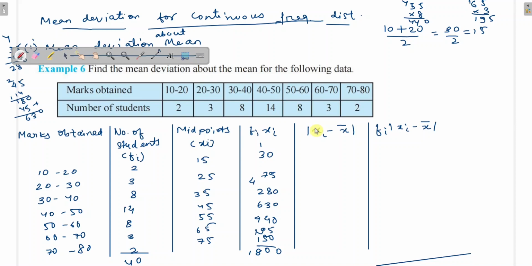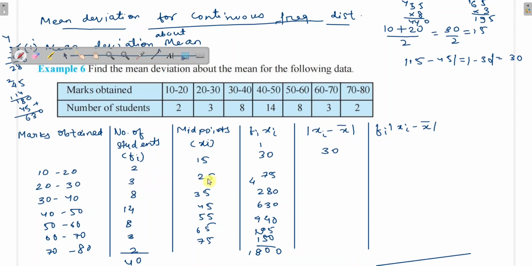So mean is 45, so modulus of xi minus x bar, that is modulus of 15 minus 45, that is nothing but modulus of minus 30, which is equal to 30. So we will get 30 here. So similarly we have to calculate the modulus xi minus x bar.